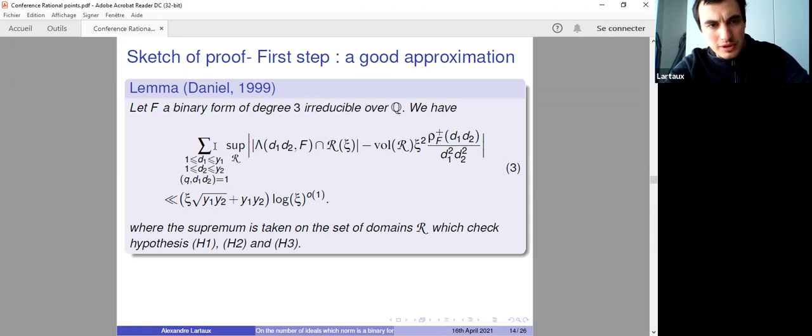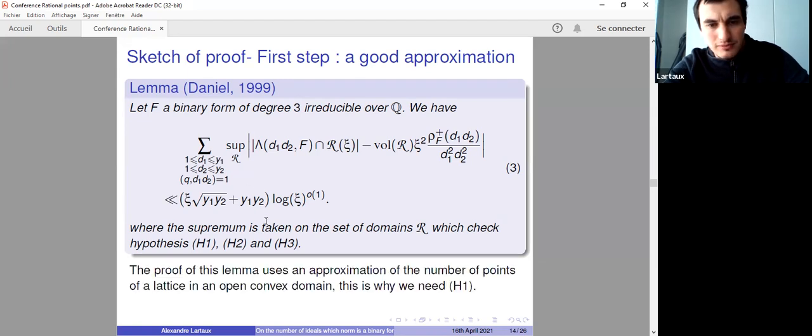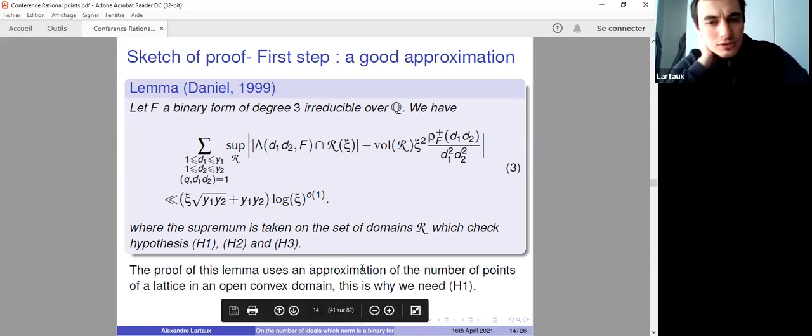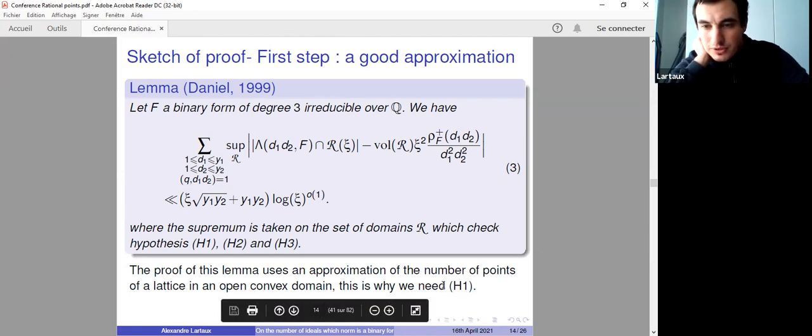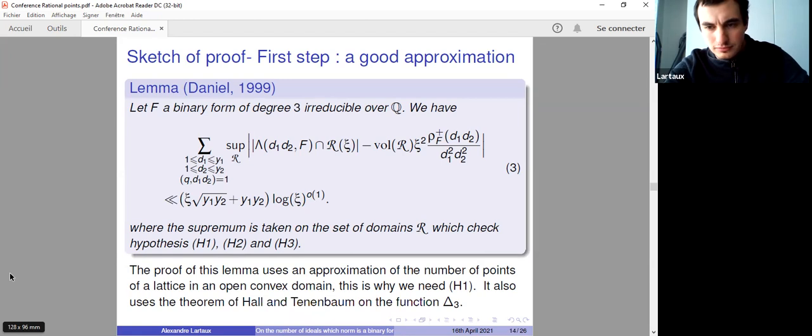We can use two corollaries. Before announcing the corollaries of these results, I have to say that the proof uses an approximation of the number of points of a lattice in an open convex domain. This is why we need H1. And also the proof uses the theorem of Hooley and Tenenbaum on the function delta 3.